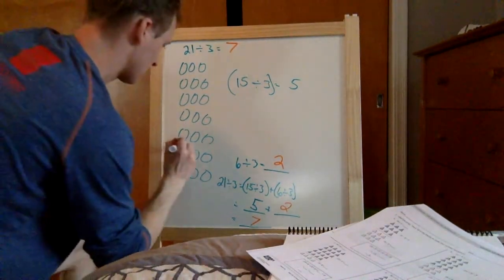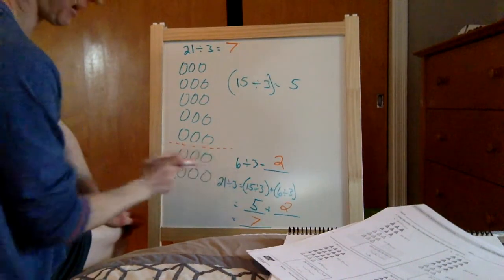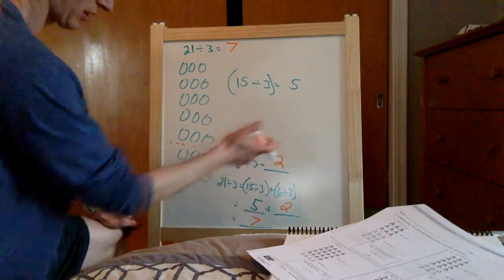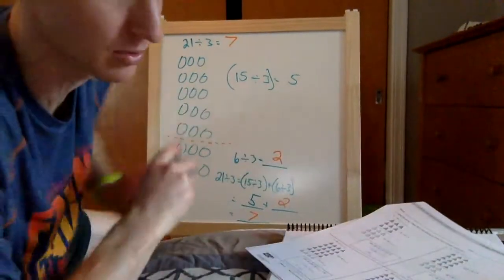Okay. And then we could check. There should only be 6 on this next set. 3, 6. We're good. Right? That's just something that they may have us do down the road.